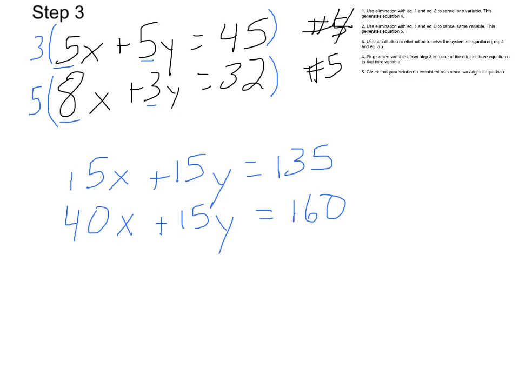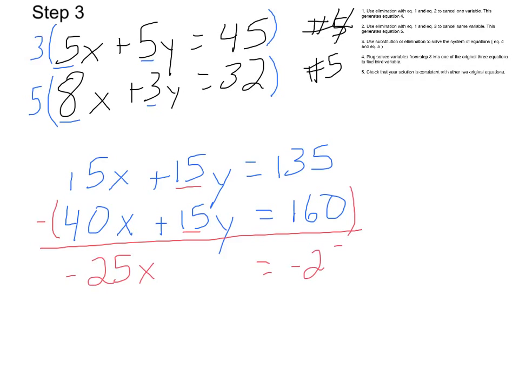Now that our y terms are consistent, we can add or subtract the equations. And since they're both positive, let's subtract them to cancel the y. And we get negative 25x is equal to negative 25, which means x is equal to 1. We have just solved our first variable. x is equal to 1.